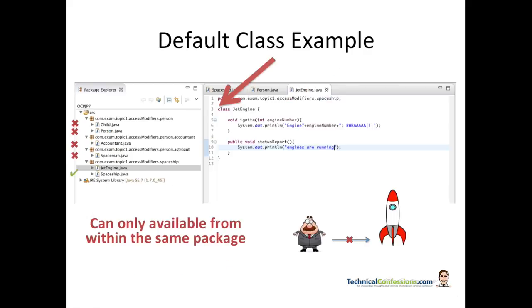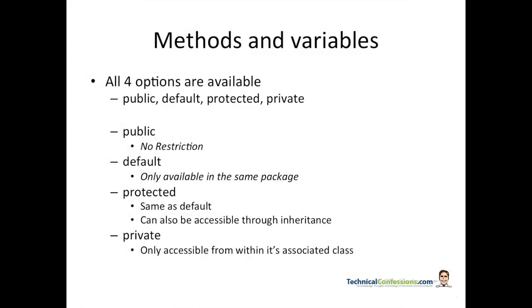The other example is leaving the class as default, meaning that it can only be available from within the same package. You can see here the jet engine is left as default, which subsequently means that only the spaceship class within the same package can access that particular class. So that's the classes in a nutshell.